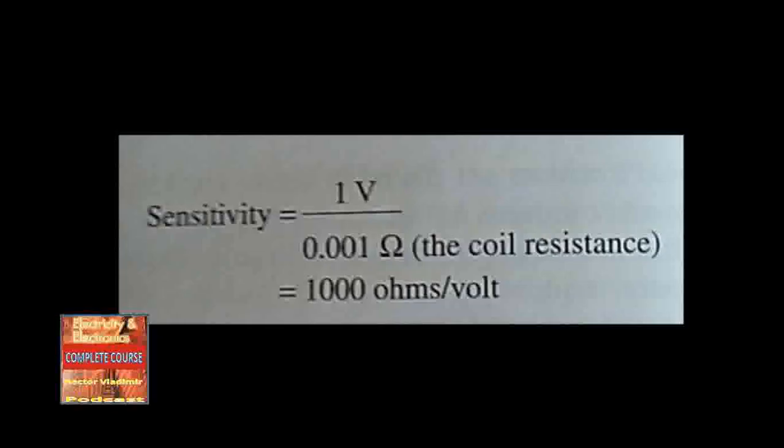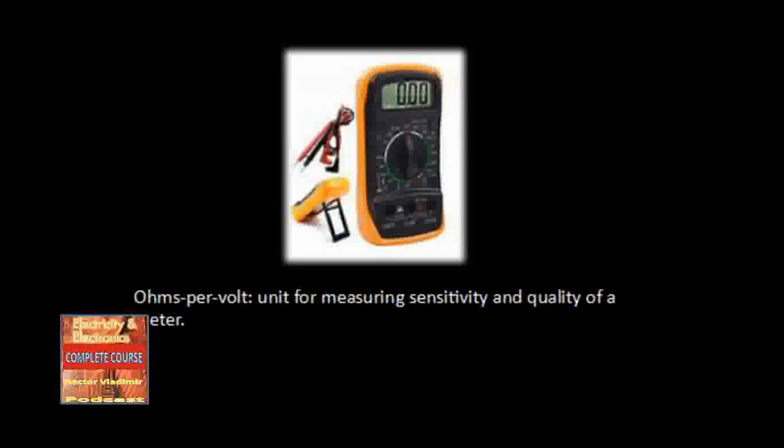For the meter used in the above example, sensitivity equals 1 volt divided by 0.001 amp, which is the coil current, or equals 1000 ohms per volt. The sensitivity of a meter can be used to gauge the meter quality. A quality meter has sensitivity of at least 20,000 ohms per volt. Precision laboratory meters measure as high as 200,000 ohms per volt.